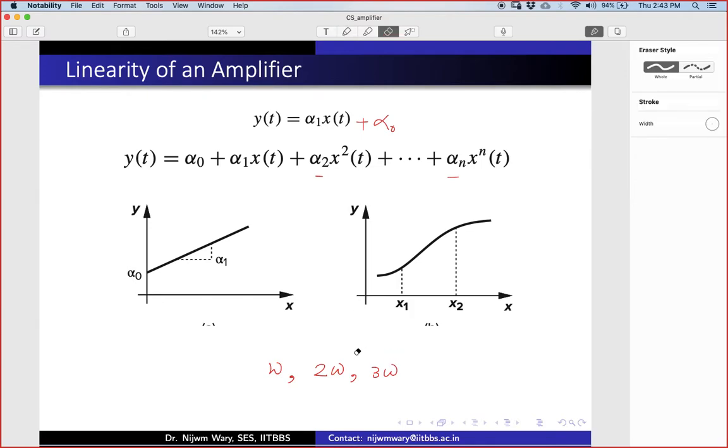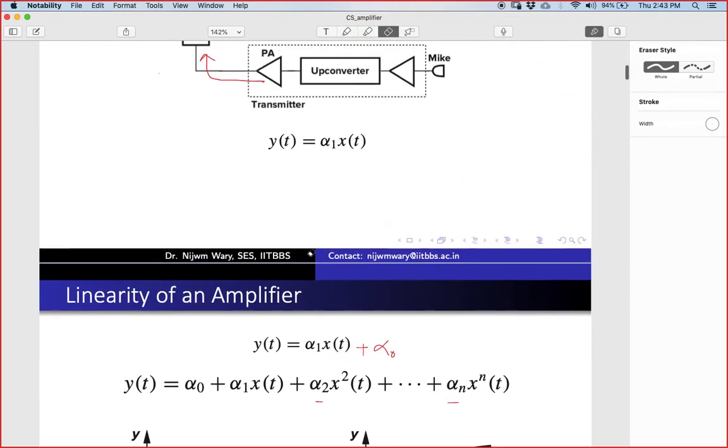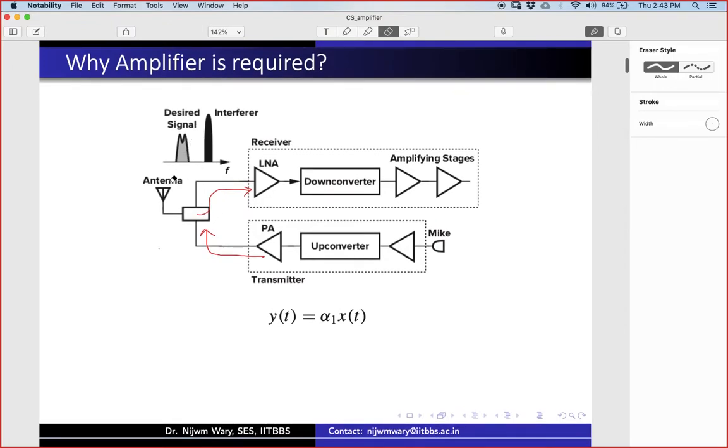And what will happen, especially if I have this desired signal and this interferer signal, is that if it is not properly dealt with, this can overlap with the desired signal because of this kind of non-linearity. So especially in power amplifier design, because we are amplifying, our magnitude will be very high. That's why taking care of the linearity aspect in a power amplifier becomes troublesome.